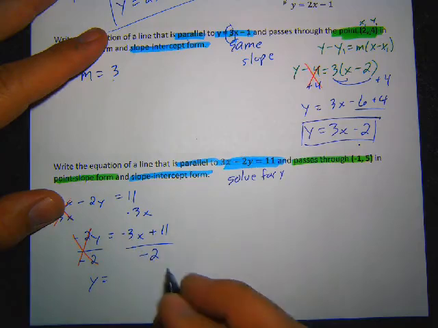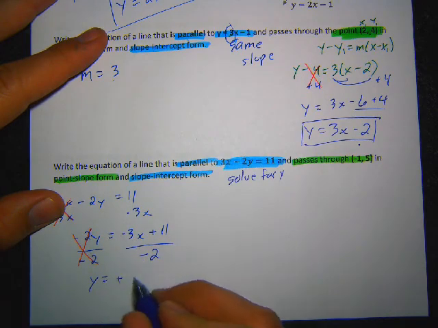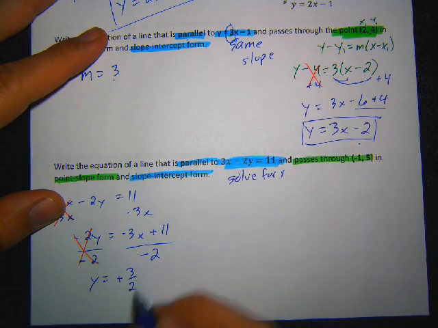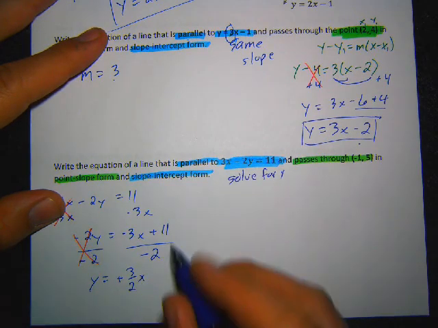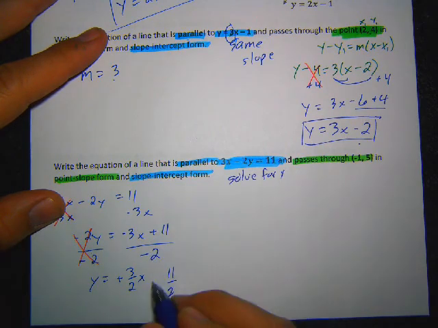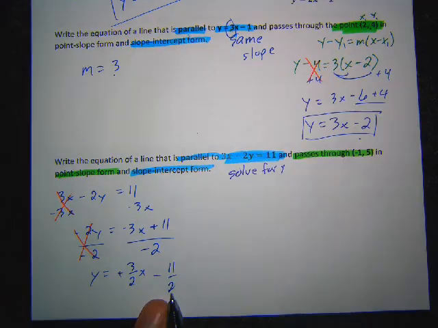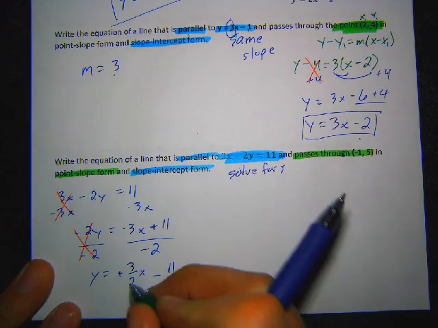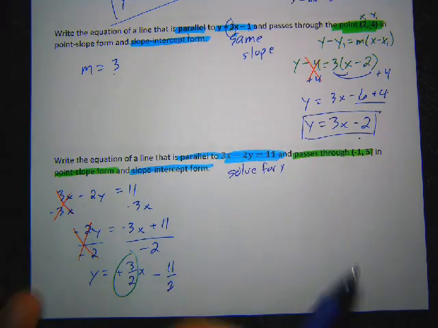Well, negative 3 divided by negative 2, negative makes a positive, and 3 doesn't divide by 2, so we'll leave it as a fraction. We'll leave that as 3 halves. Don't forget the x. 11 divides by 2 gives us 11 halves, and a positive divided by negative is a negative. I really don't care too much about this part, because what I really care about is this guy right here, because again, that is my slope.